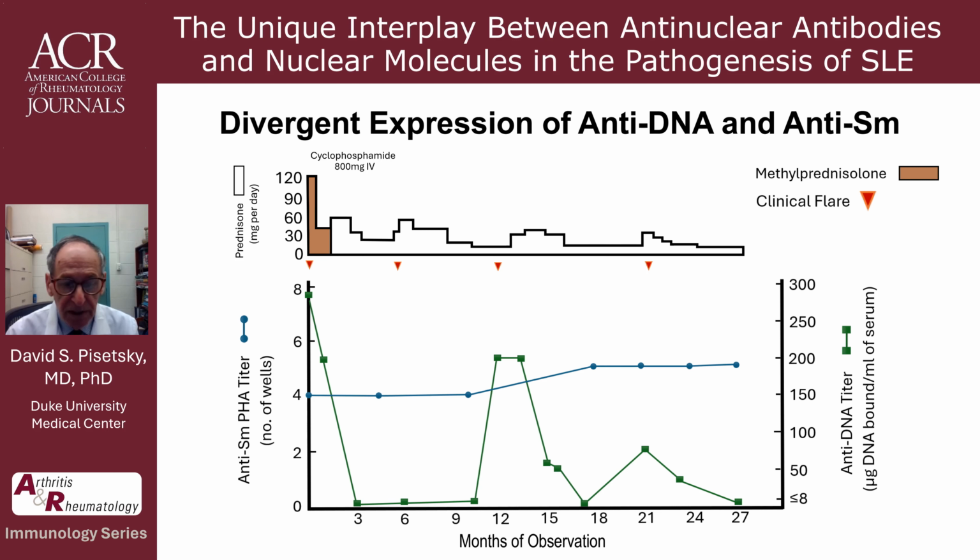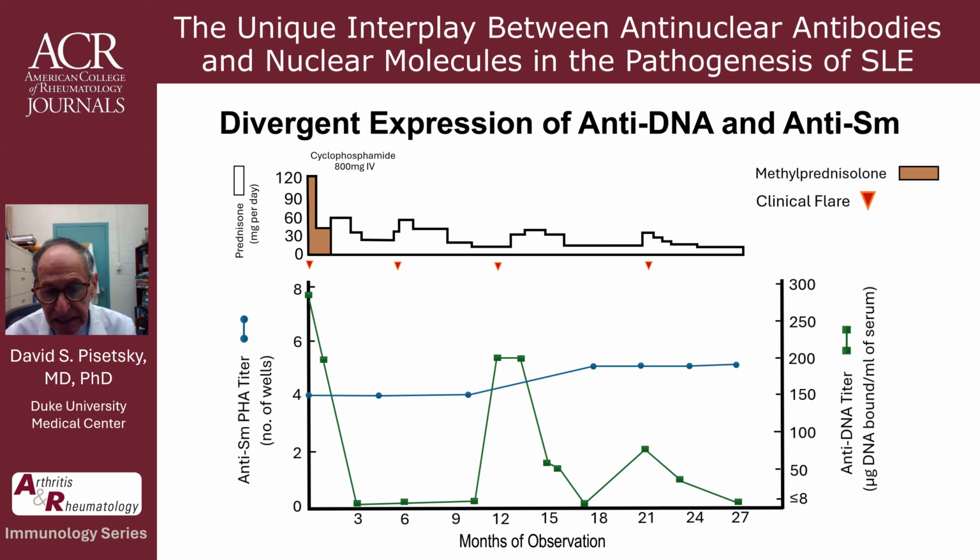Why is this important? Anti-DNA goes up and down. It's associated with nephritis. On the other hand, antibodies to RNP, ribonuclear proteins, are associated with interferon production. Anti-DNA is associated with complement activation, less true of antibodies to RNP. So although antinuclear antibodies are essential to lupus, they have different biologies.